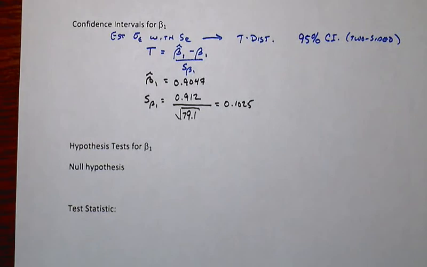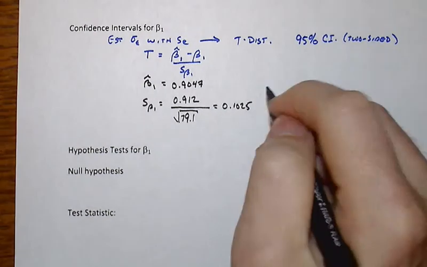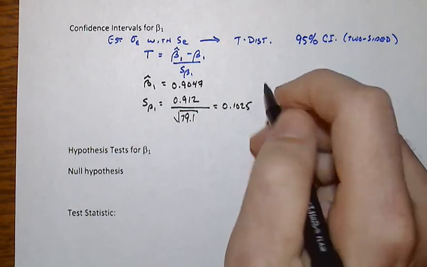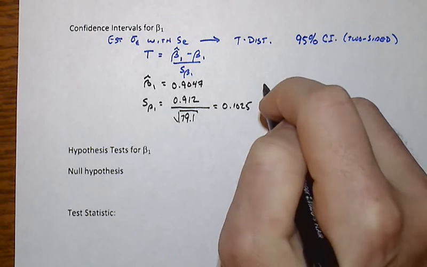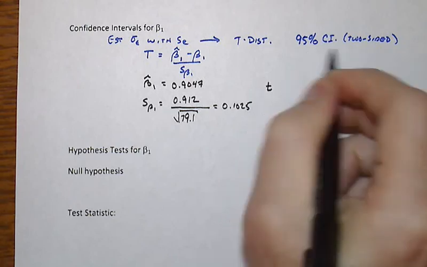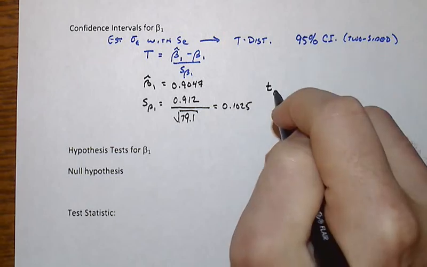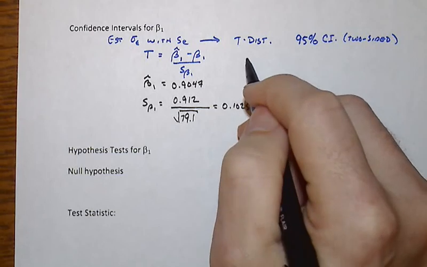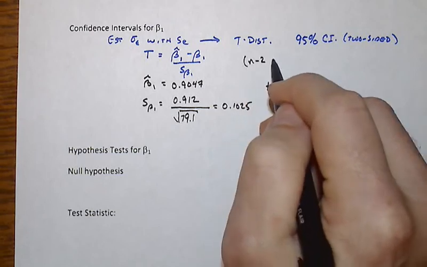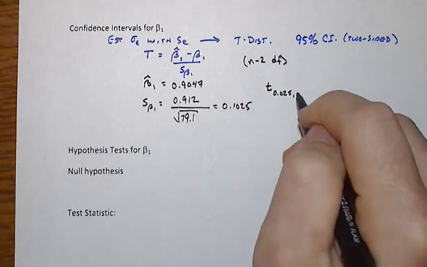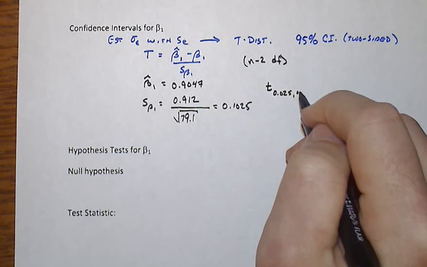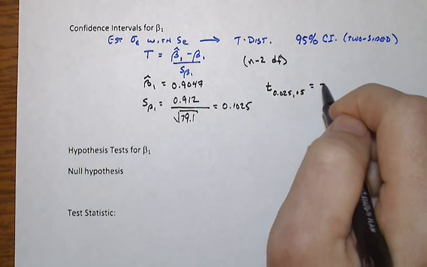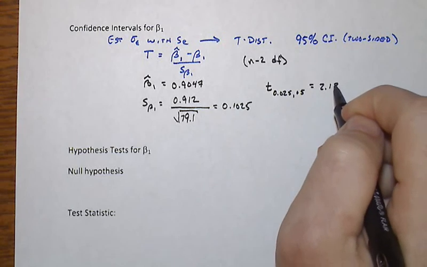Okay, so the t value that we calculate here is for 95% two-sided, so that leaves us 0.025 out in each tail. How many degrees of freedom? Now we're down to n minus 2 degrees of freedom. So t sub 0.025, right-hand tail area of 2.5%, with degrees of freedom being 15, gives us a t value of 2.131.